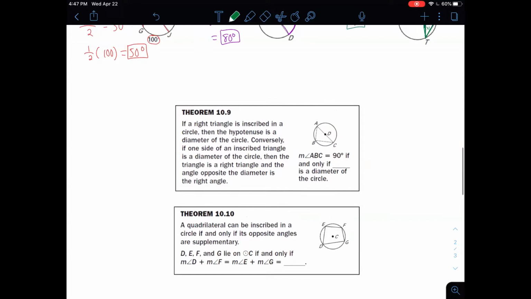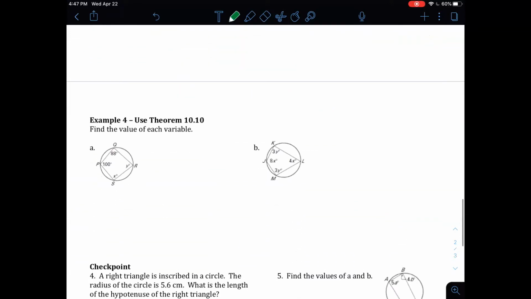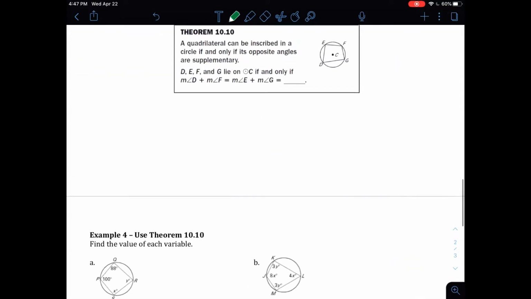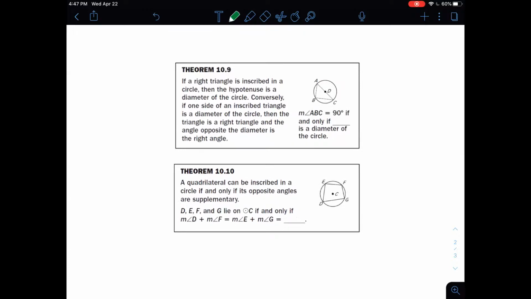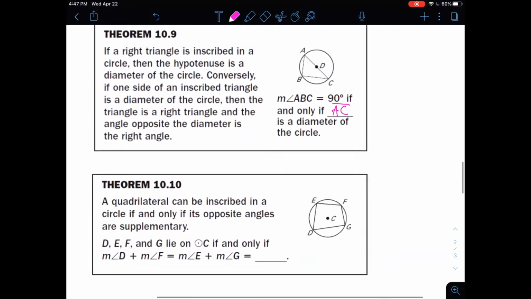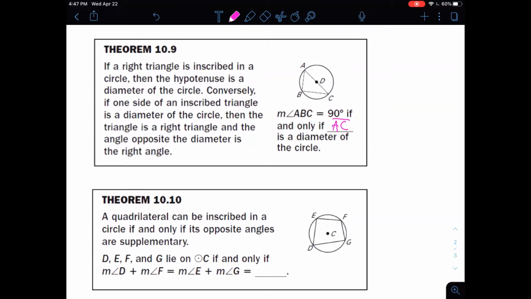All right, last couple things here, actually. Okay, so theorem 10.9. A couple theorems here. If a right triangle is inscribed in a circle, then the hypotenuse is the diameter of the circle. And the converse is also true, so we're going to put AC right here. And also, a quadrilateral can be inscribed in a circle if and only if its opposite angles are supplementary. Supplementary means they add up to how many degrees?